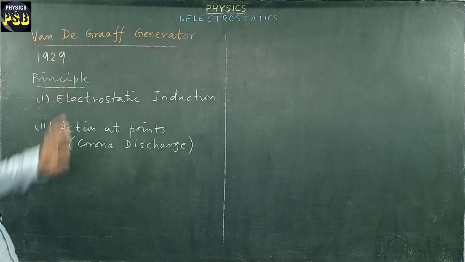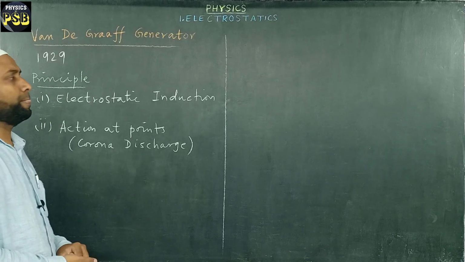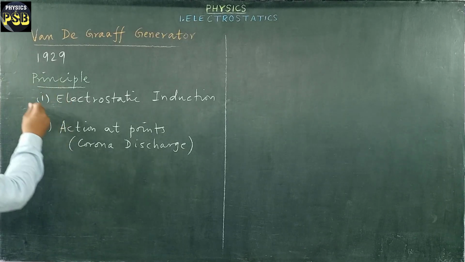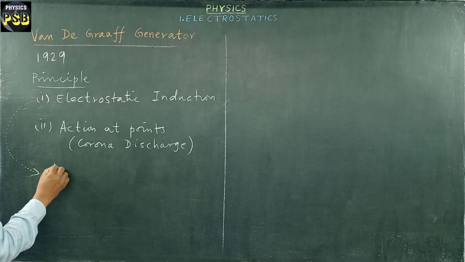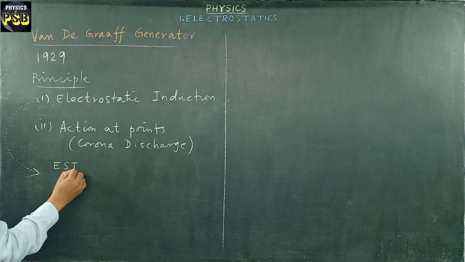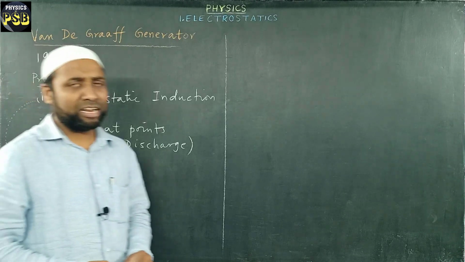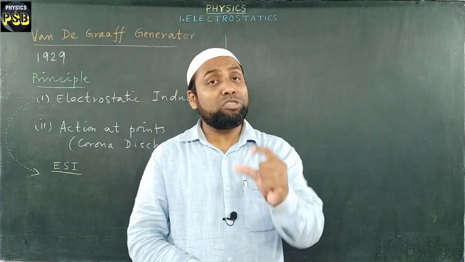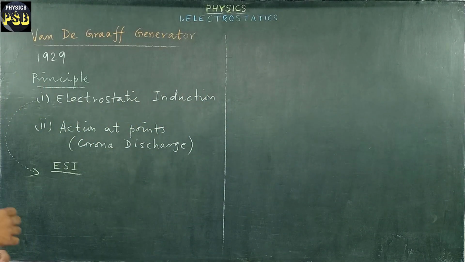Before getting into the topic, let me explain what these two things are. Let me tell you what electrostatic induction is. In short form, I read it as ESI, electrostatic induction. Electrostatic induction is a phenomenon of charging an object without touching it. How is it possible to charge an object without touching it? Let me show you.